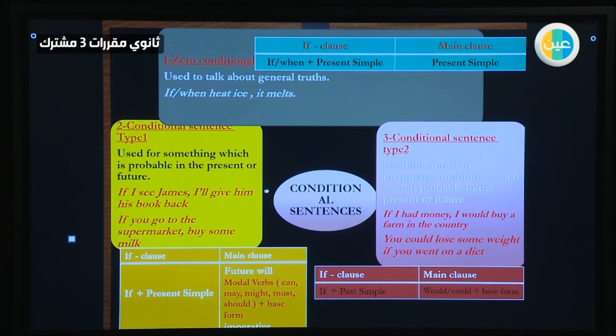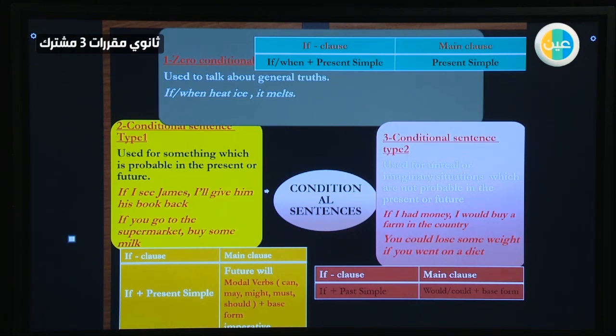You could lose some weight if you went on a diet, okay? If you went on a diet. This is not the past. This sentence didn't happen really, but we imagine it's something difficult to happen or didn't happen, okay? But just I imagine what will happen, okay? Here I'm going to use what? If clause. In the past, as you can see, had, okay? And went, this is the past.